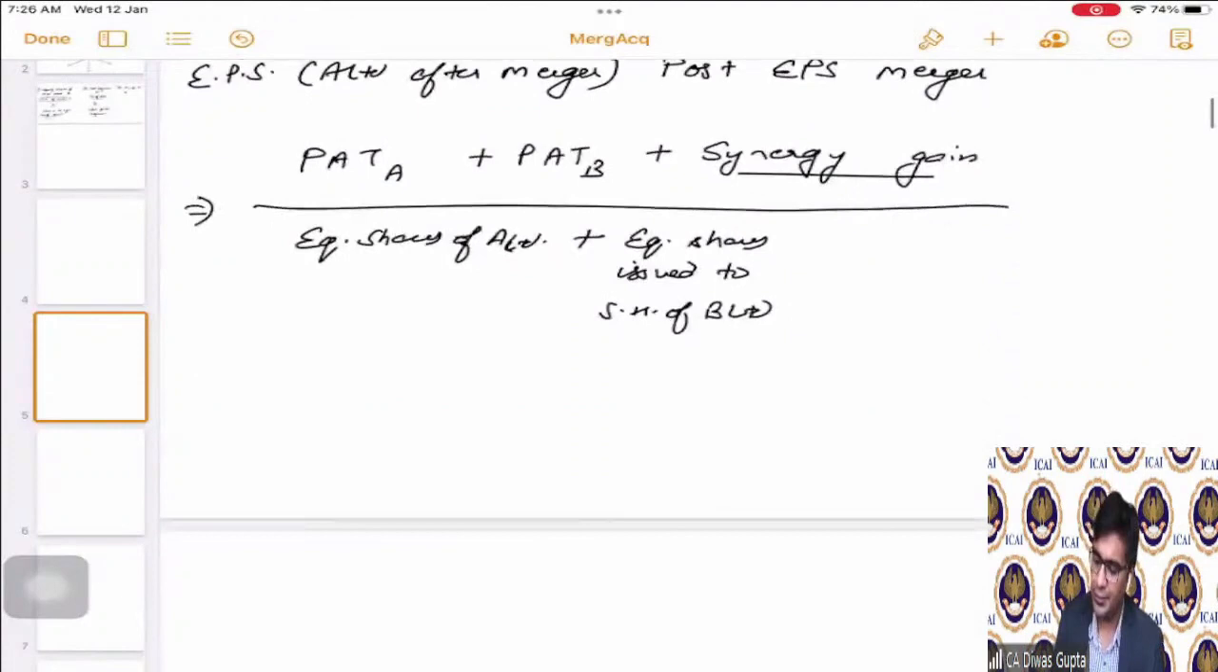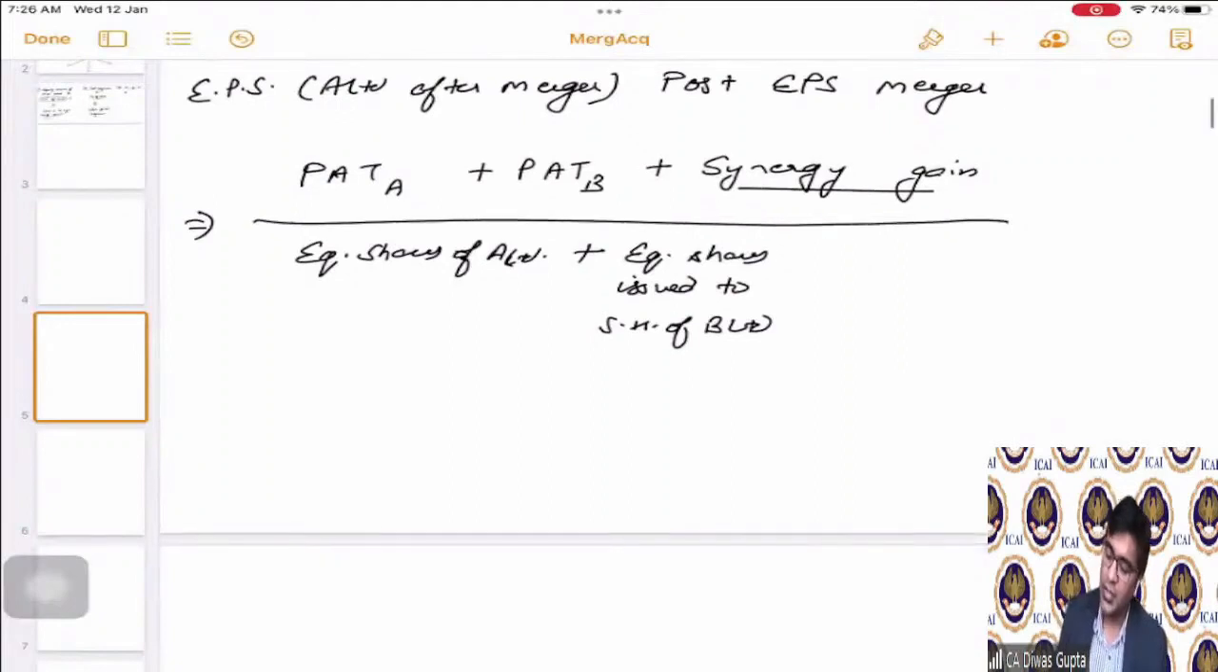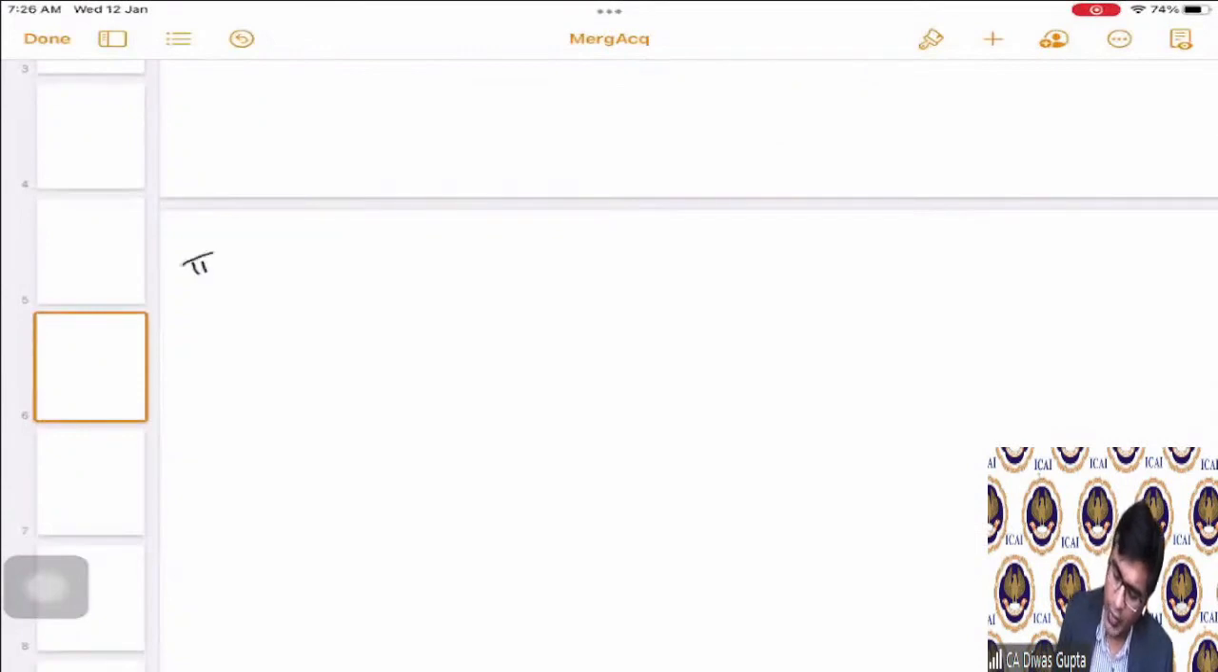Okay. So this is again the case one where we are settling through shares. Now there can be a case where we are not going to settle it through shares, but through payment.